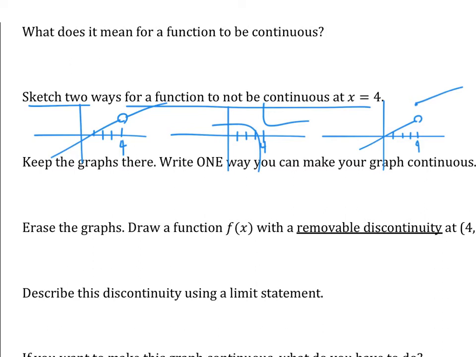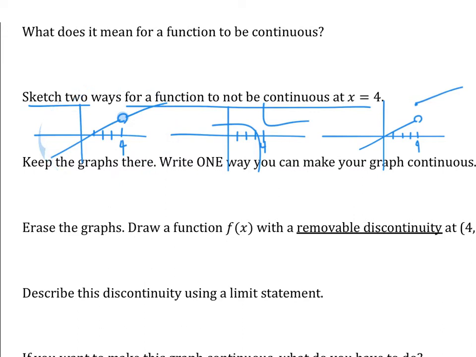Well, let's look at this graph. Remember, to be continuous means that there is no break, right? If you draw this graph with your pencil, you don't have to lift up your pencil. So if we look at this one here, is there a way to make this graph continuous? Yep, if I just fill in that hole, it will be continuous, right? Great. Let's look at this middle one.